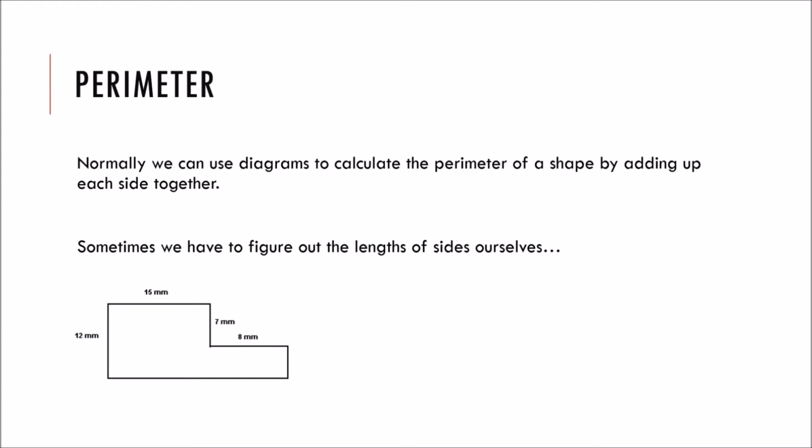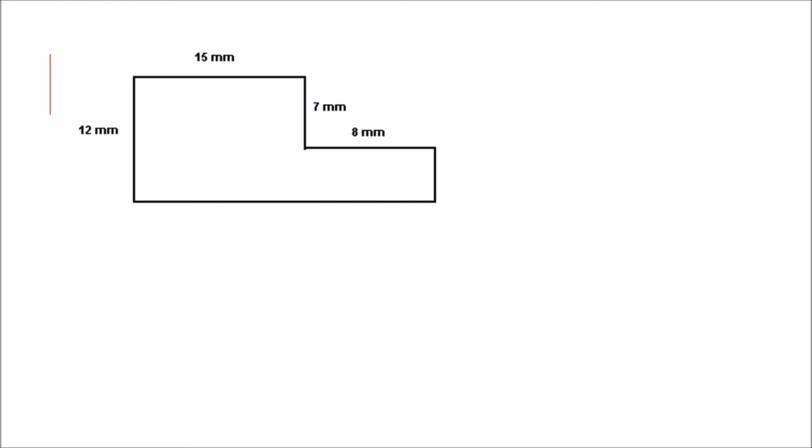So in this example down the bottom, right, we don't have this side and we don't have the bottom side. So we need to find a way to calculate each of those sides in order to calculate the perimeter. So let's have a look at how we would do that.